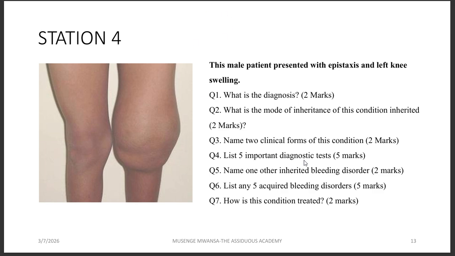List five important diagnostic tests. So, what tests can you order in a patient that has hemophilia? Okay. Now, specifically for APTT and PT, which one do you expect to be abnormal? Why APTT and not PT?